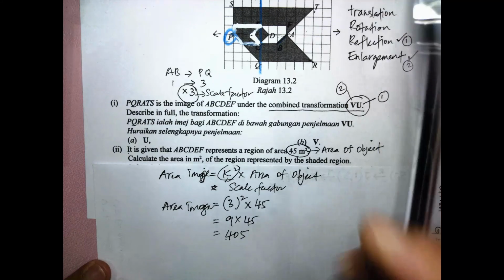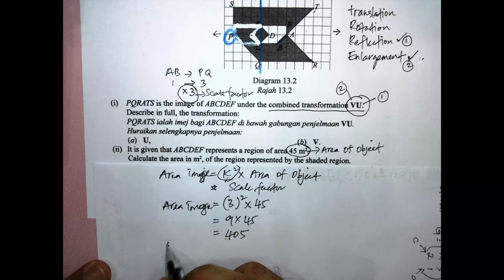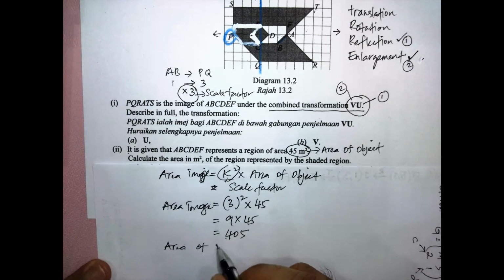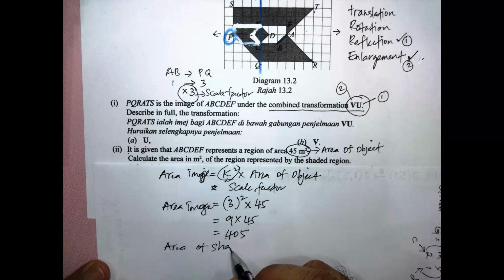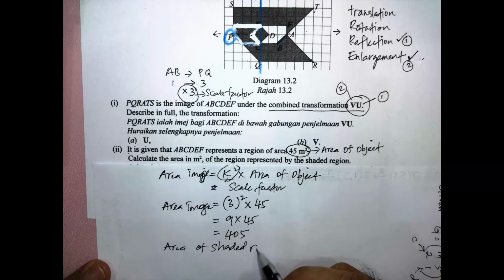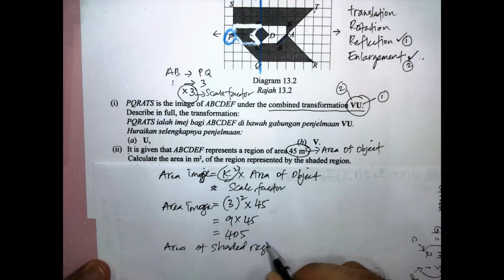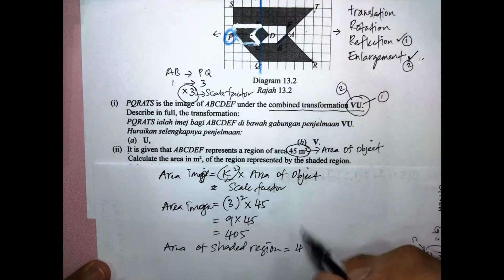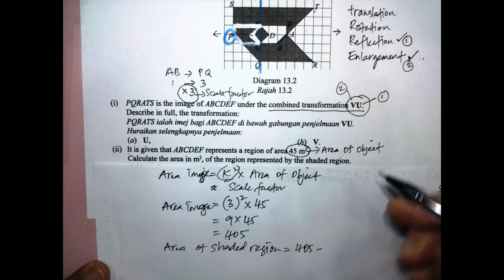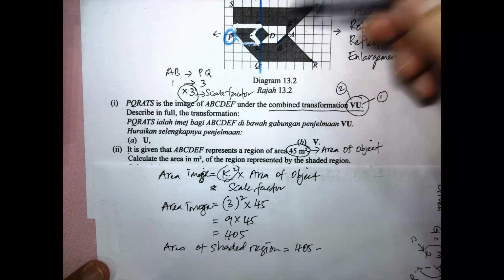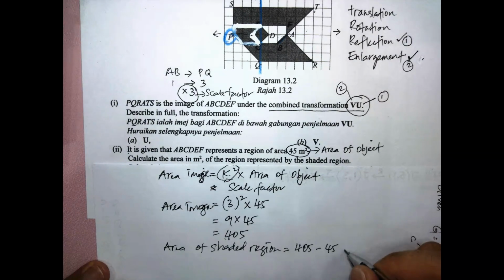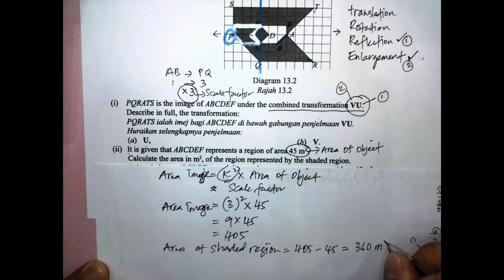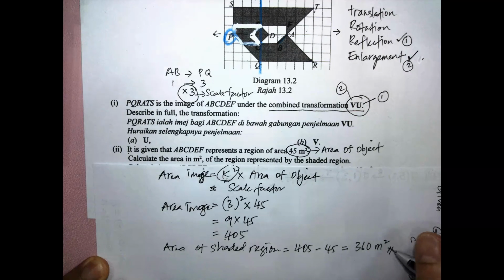So what to do is, the area of the shaded region is the whole area, 405, minus which one is not in the shaded region. This one is not the shaded region, so it's 45. So the answer is 360 cubic meter. So this one is the answer for number B2.